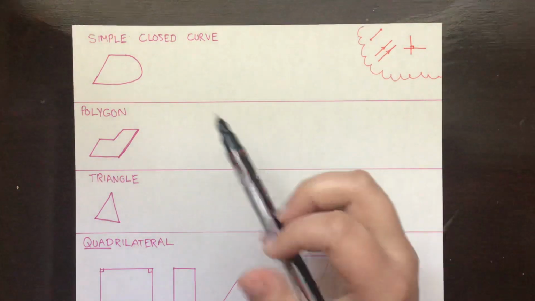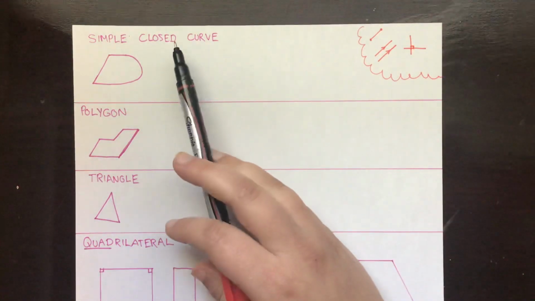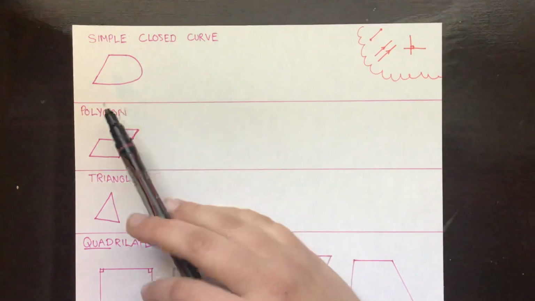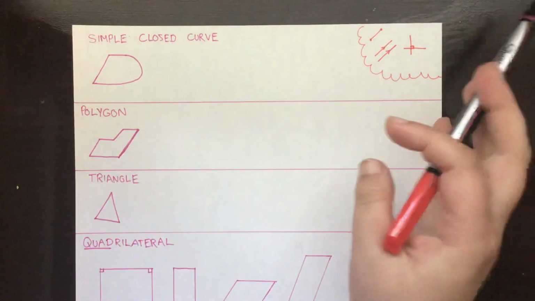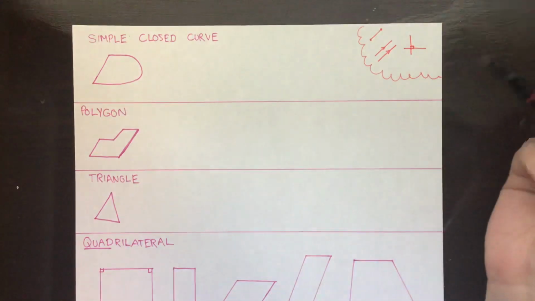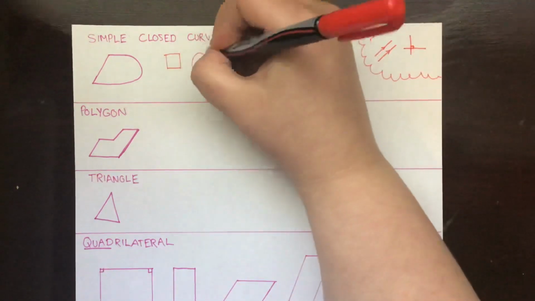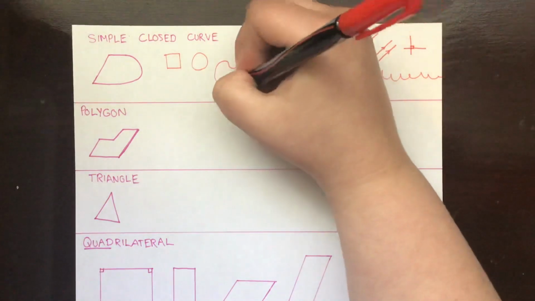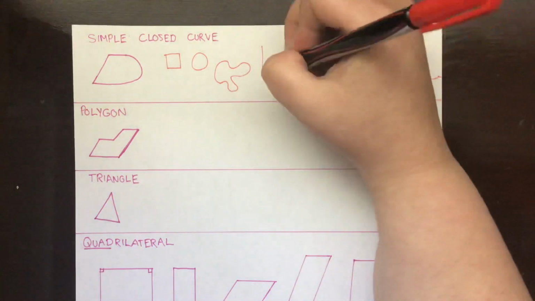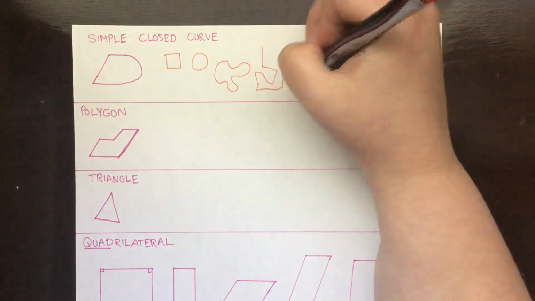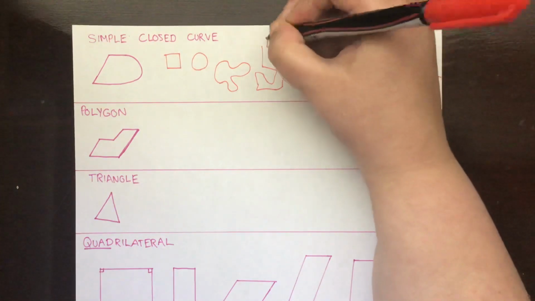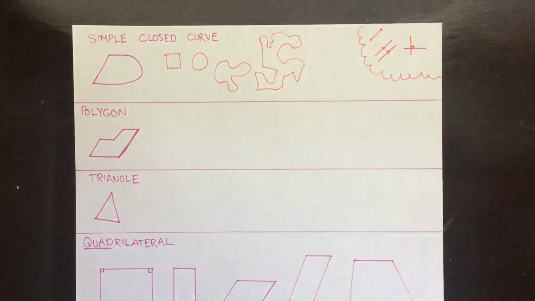So we're going to start with our first one, which is a simple closed curve. This basically means any shape we want as long as it is fully closed. So this could be something like a square, it could be a circle, it could be a blobby shape like this. It could even be like just random lines, straight, curvy. It doesn't really matter as long as it is closed.